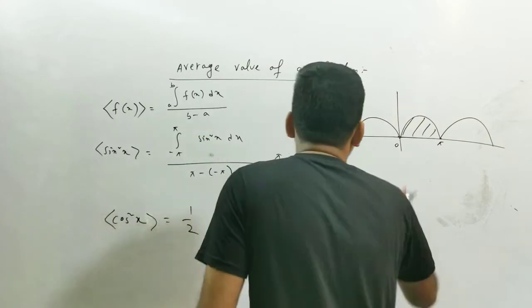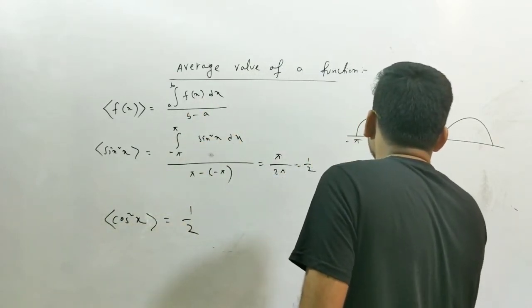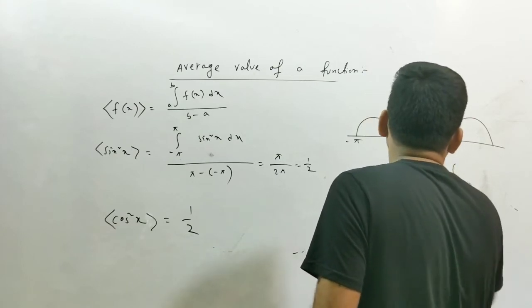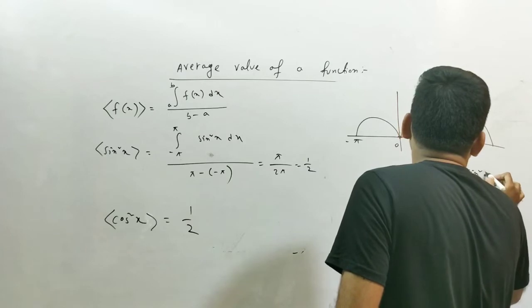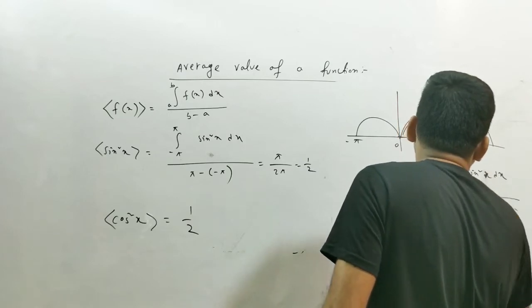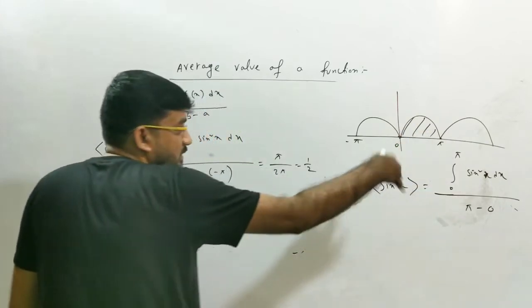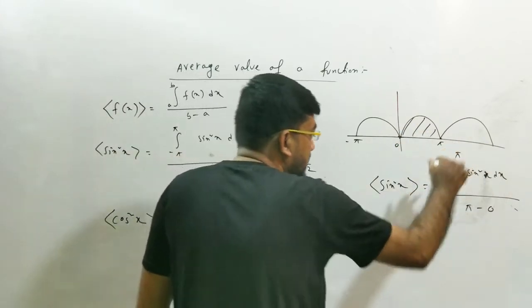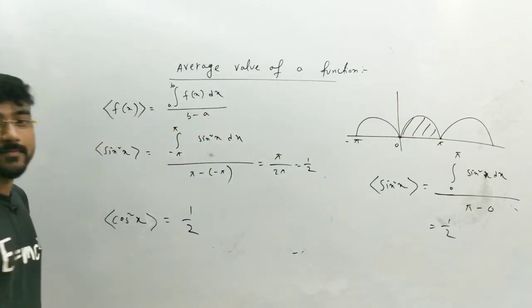If you want to find out the average value of sin square x in this interval, that is integration 0 to pi, sin square x dx divided by pi minus 0. If you solve this integration, then also you will get half, the same result, because the average value will not be changed.